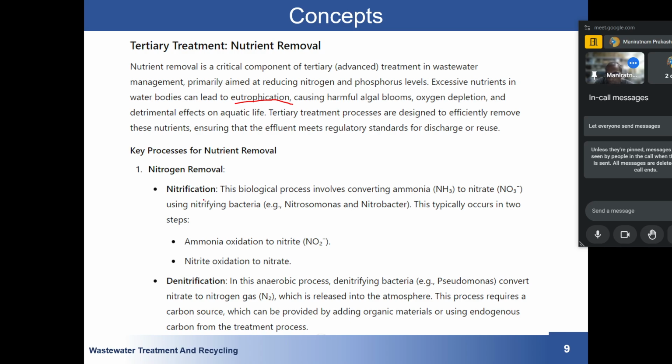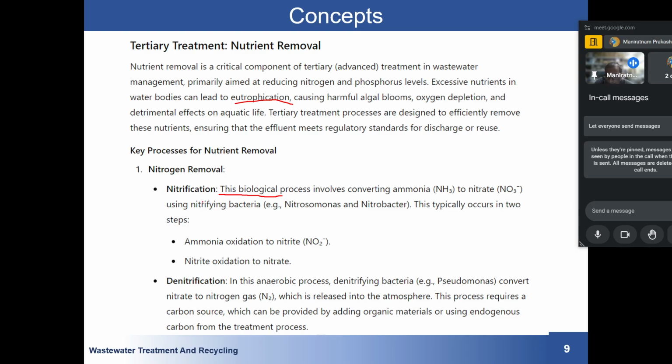This biological process involves converting ammonia, that is NH3, to nitrate. This is done with the help of bacteria known as nitrifying bacteria, that is Nitrosomonas and Nitrobacter. This typically occurs in two steps, that is ammonia oxidation to nitrite, and finally nitrite oxidation to nitrate.